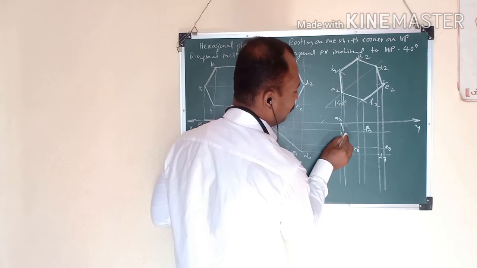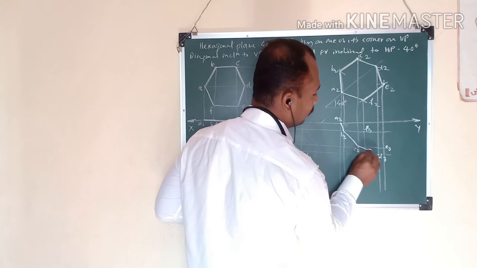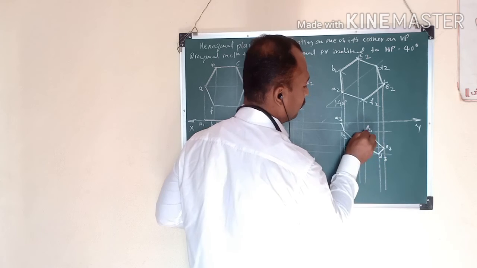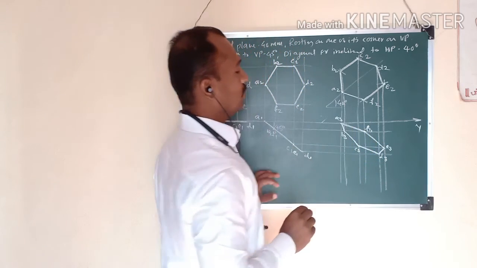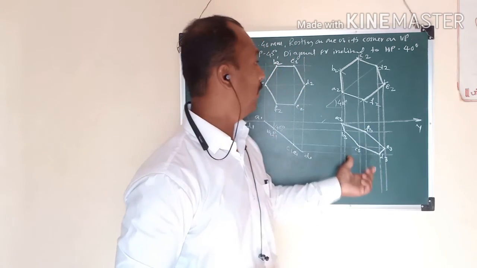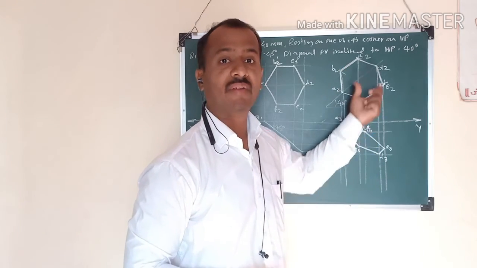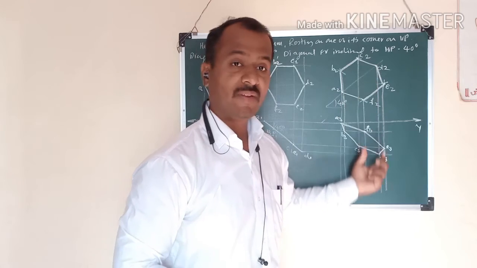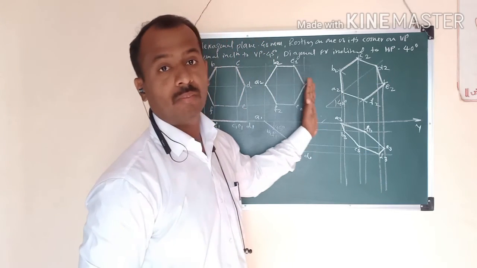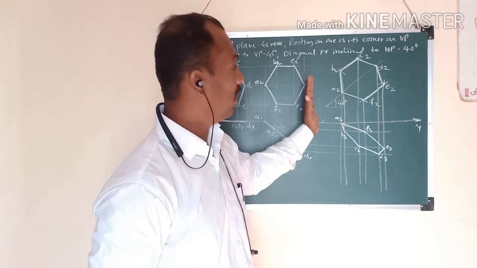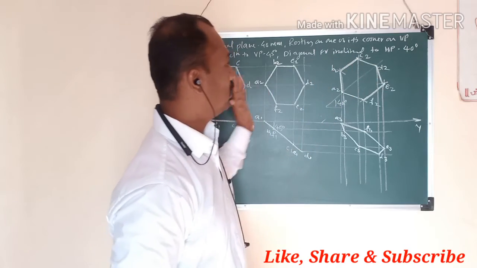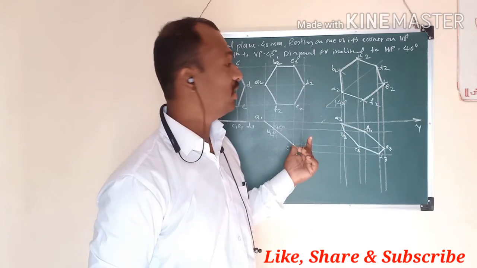ये join कर दीजिए. So this is the top view of this plane. Front view, top view. And this is our final answer. ये हमारा final answer है. But to draw this final answer, we need to carry out these two steps. ये दोनों step हमें करना ही होता है. So like this, we can solve this problem in 3 steps.